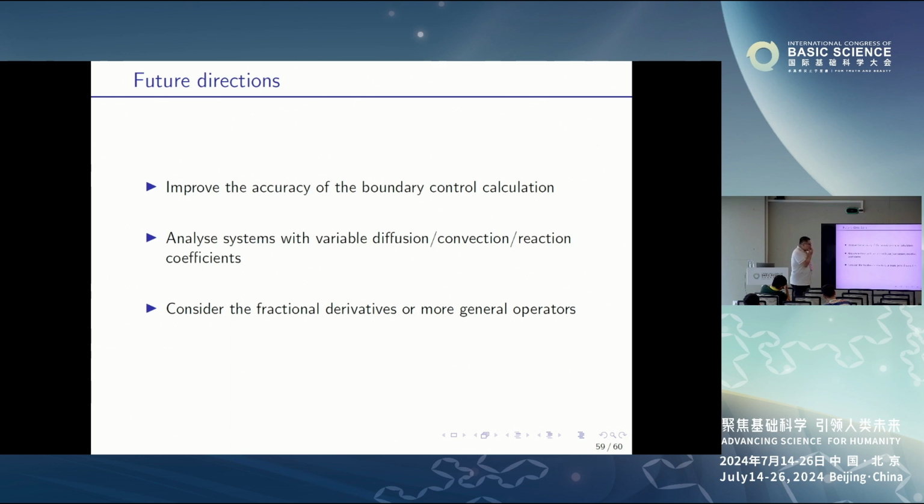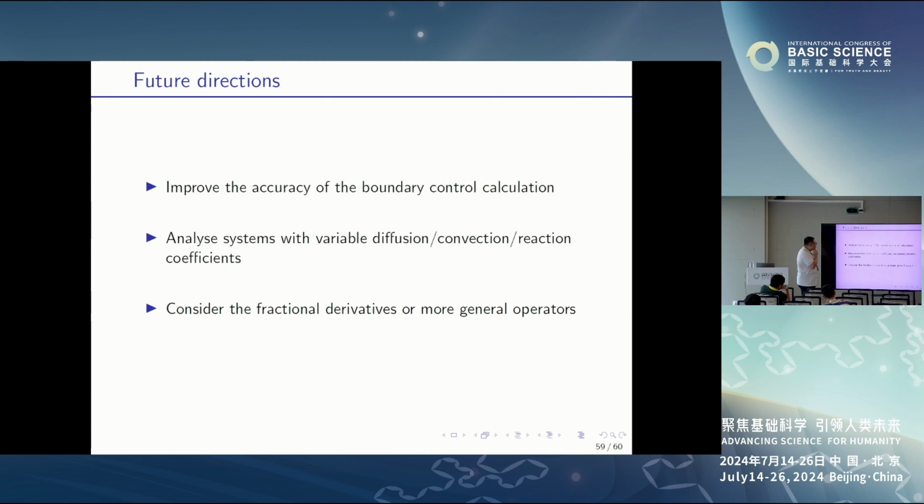Some other things that we're still working on. The first thing is we try to improve the accuracy of the boundary control calculation. Now we can get the accuracy around 10 to the power -4 or -5, and we try to improve that. At least we want to get to 10 to the power -8. That would be good enough, I think.